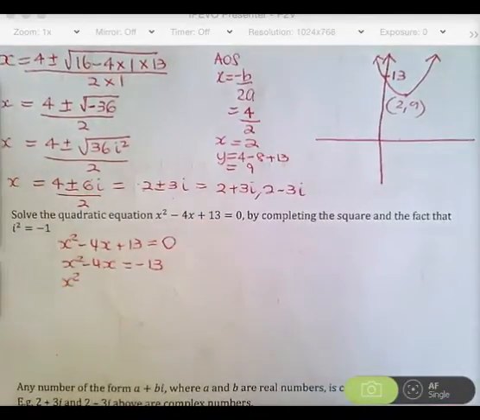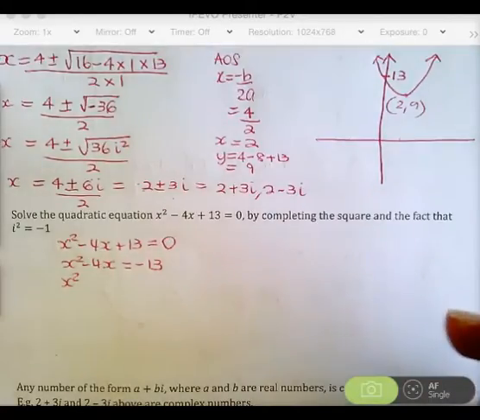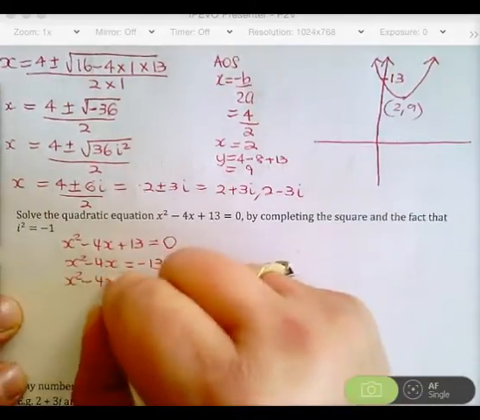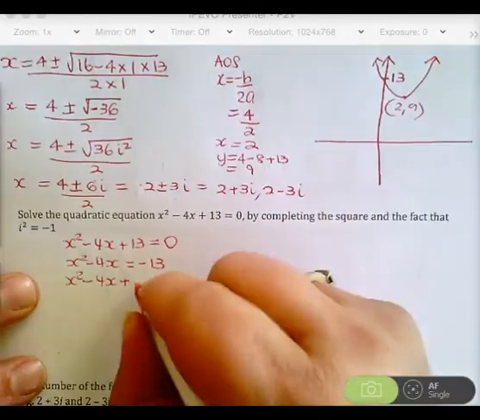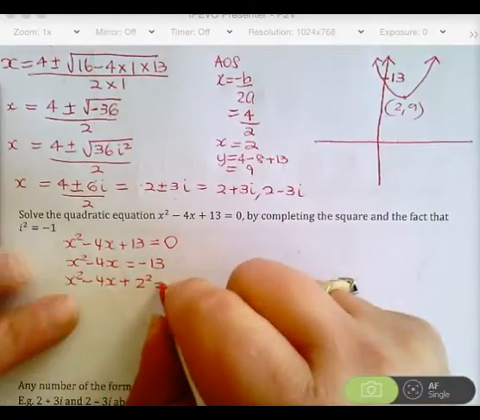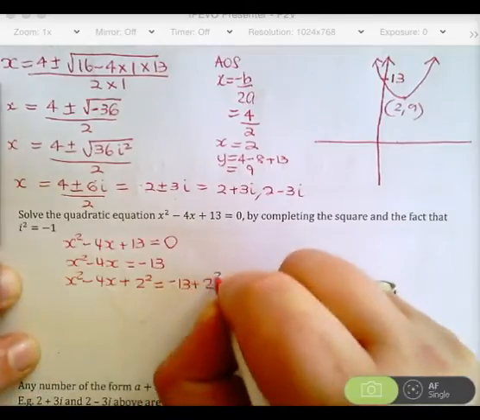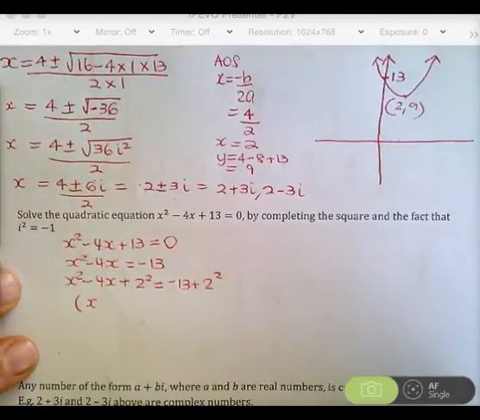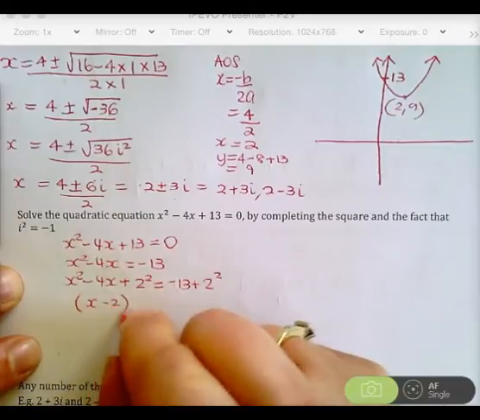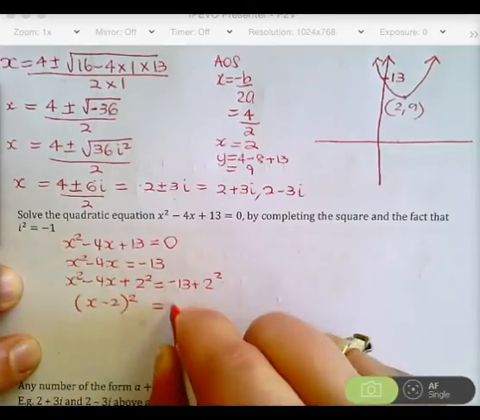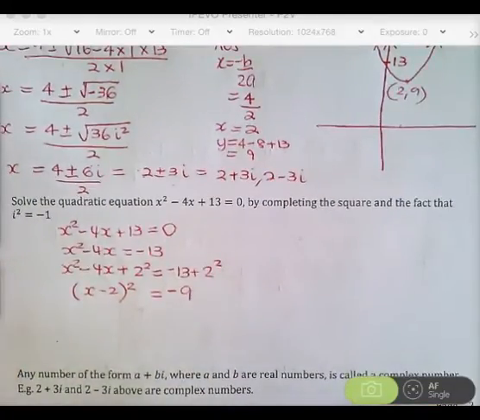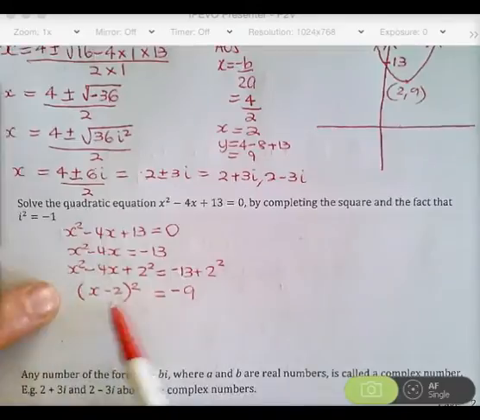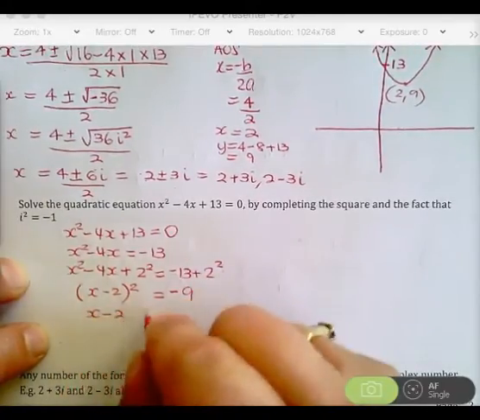And then don't we halve the b and square it and add it to both sides? Do you remember that? So we've got x squared minus 4x plus, what's half of the b? Well, it's 2. So we go 2 squared. I like to leave it as 2 squared because I then write it as (x minus 2) squared equals negative 13 plus 4, which is negative 9. Now do you remember the next step from here? We've got to get rid of the squared. What's the inverse operation of squaring?